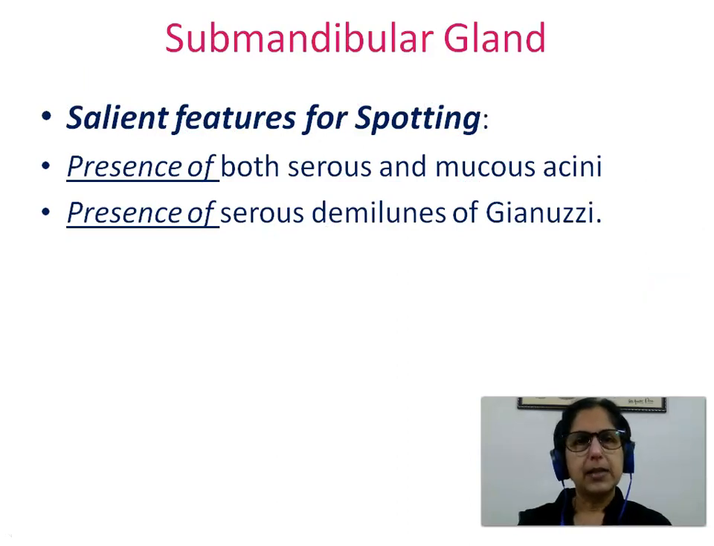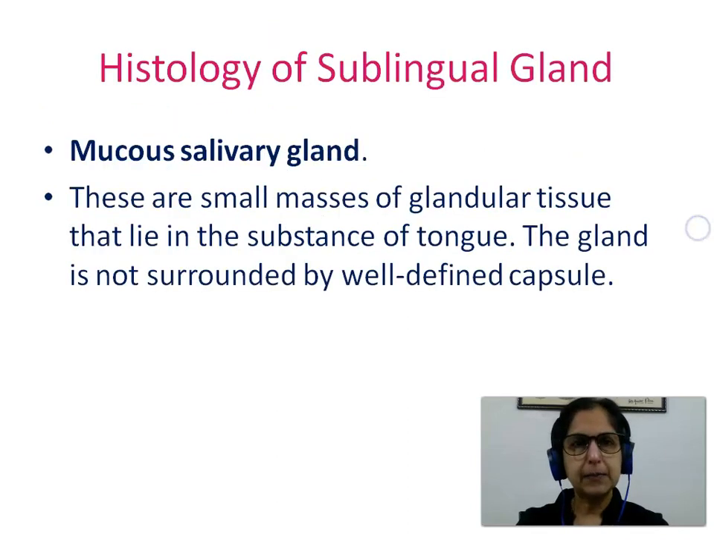Salient features for spotting a slide of submandibular gland will be presence of both serous and mucous acini and presence of serous demilunes of Giannuzzi. We now go on to study the third slide, that is histology of sublingual gland. This is a mucous salivary gland.